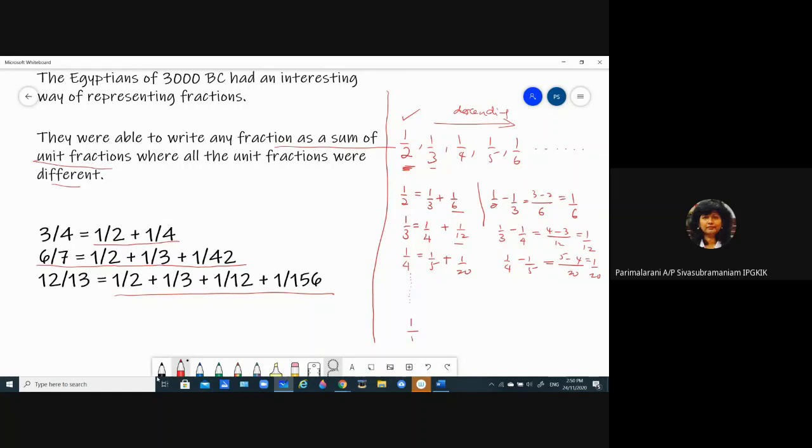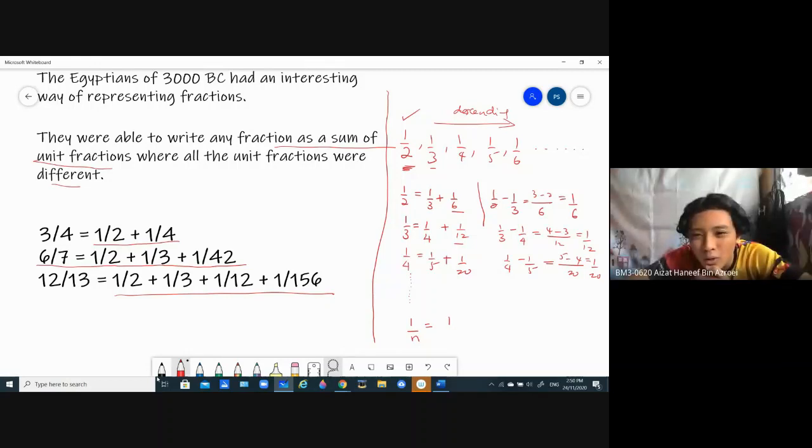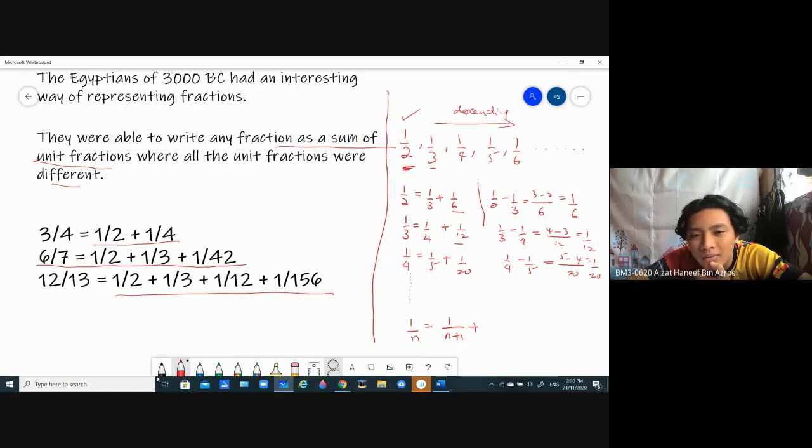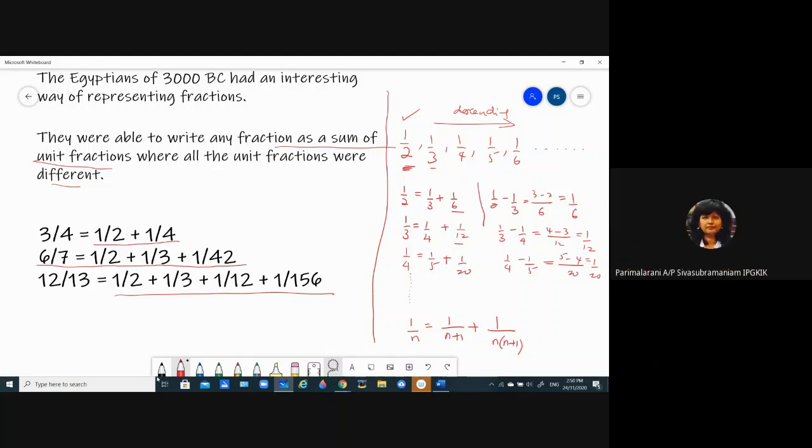What if I have 1/n? How do I find this fraction? What fraction will be here? 1/n plus 1. Yes, 1/(n plus 1). Plus, what will be the next fraction? Do you see a pattern here? 1/n times (n plus 1). Yes, correct. Because 2 times 3 is 6, 3 times 4 is 12, 4 times 5 is 20. So here we will times n plus 1. Very good.